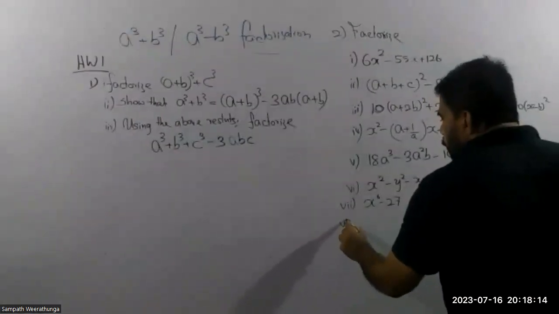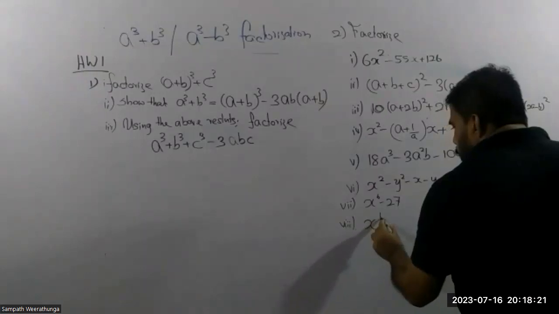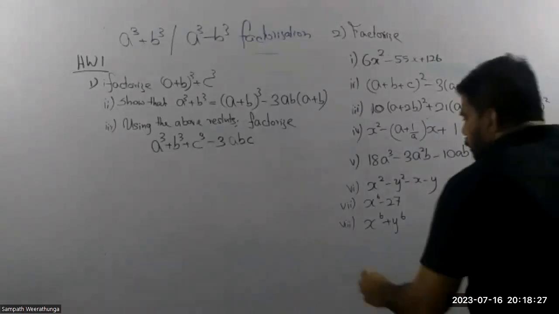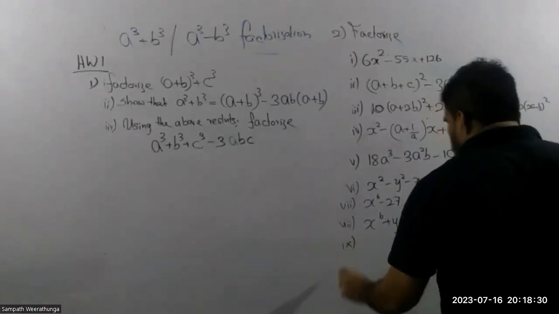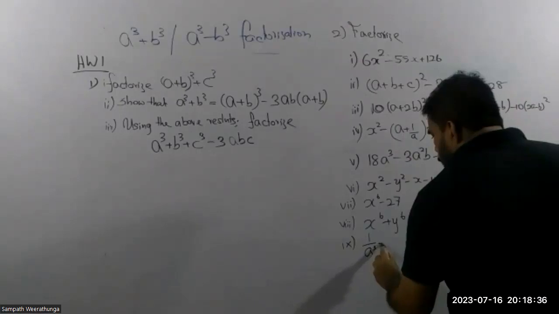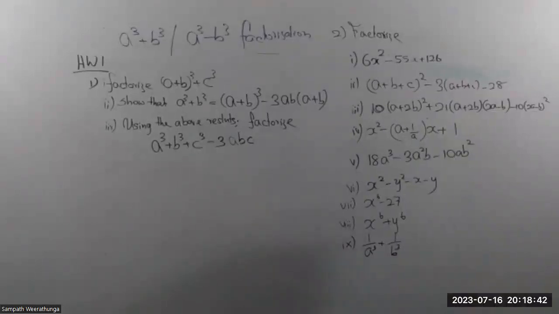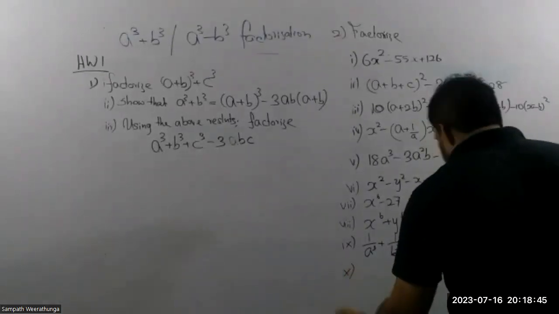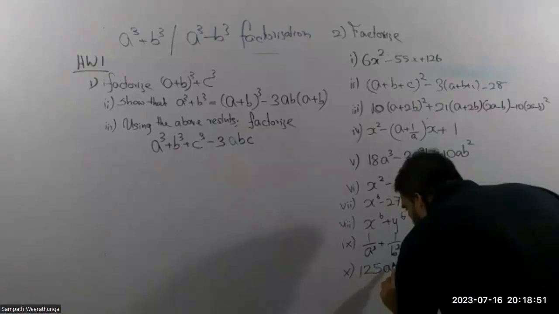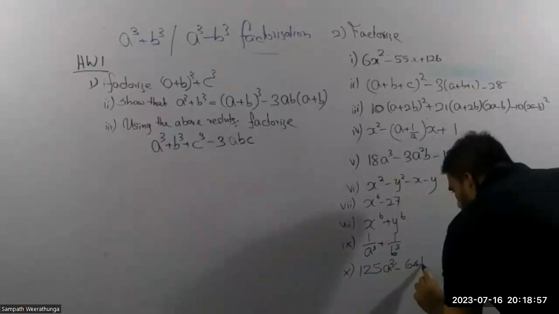Then 8, x to the 6 plus y to the 6. Then 9, 1 over a³ plus 1 over b³. Then 10, 125a³ minus 64b³.